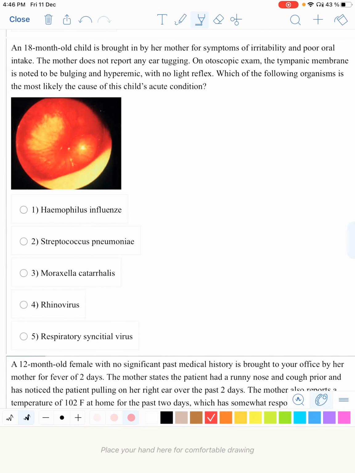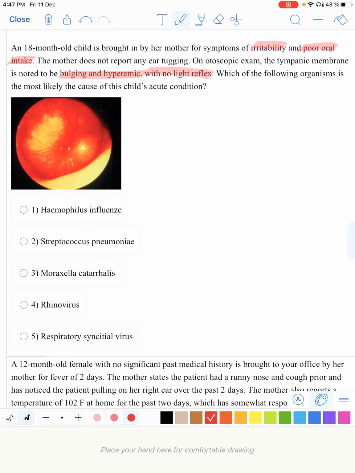So the next question is: an 18-month-old child is brought in by her mother for symptoms of irritability and poor oral intake. The mother does not report any ear tugging. On otologic examination, the tympanic membrane is noted to be bulging and hyperemic, and there is no reflex of light. Which of the following organisms is the most likely cause of this patient's acute condition?